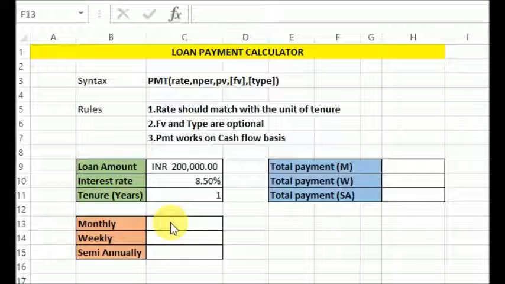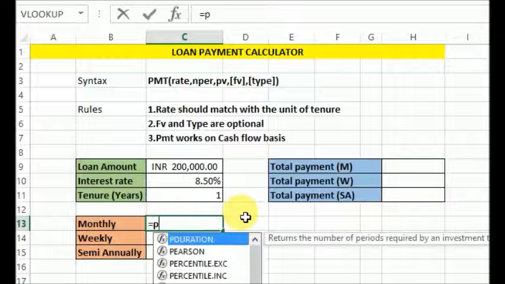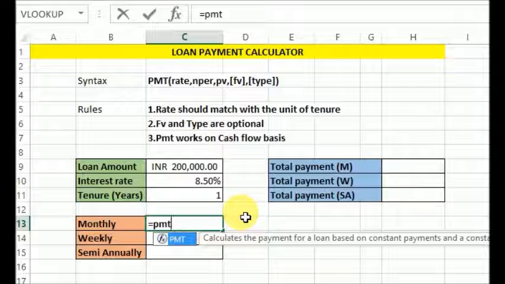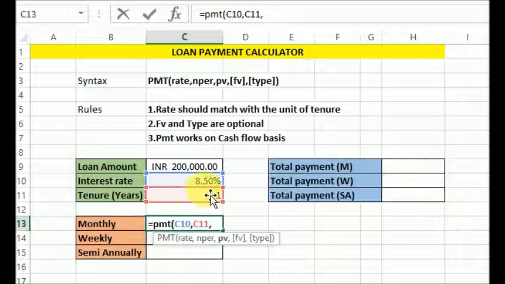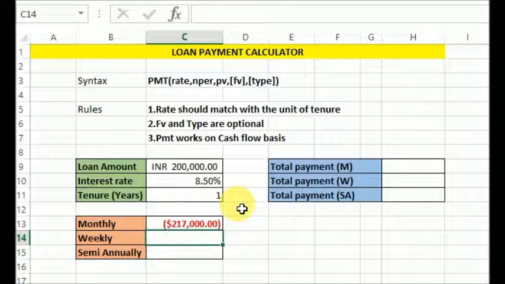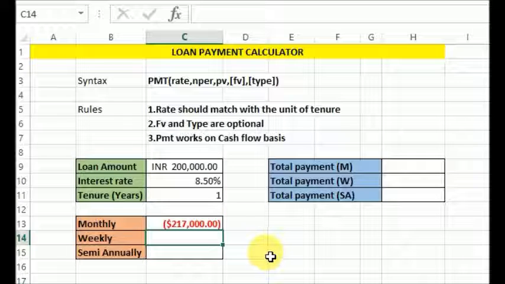First we'll check the monthly payment. We'll insert the function PMT, rate, tenure, loan amount. You'll get an answer of 2,17,000, which is incorrect.